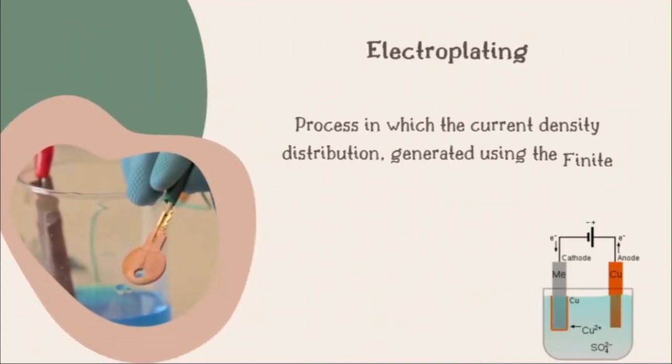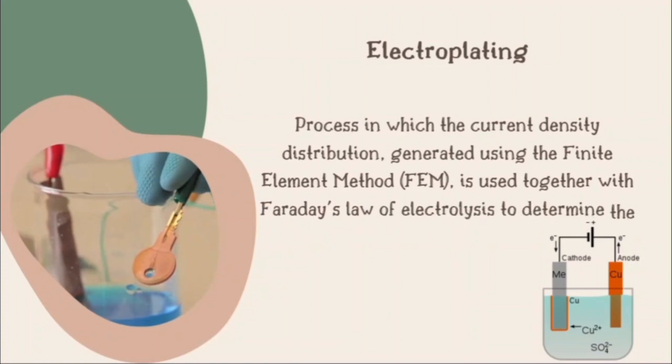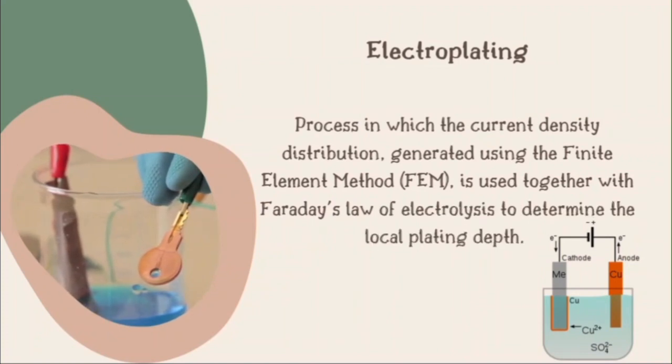3. Electroplating. In the electroplating process, the current density distribution, generated using the finite element method, FEM, is used together with Faraday's law of electrolysis to determine the local plating depth. Plots of weight change of electrode versus current density show that weight loss of anode and weight of deposits on cathodes are proportional to current density and plating time.